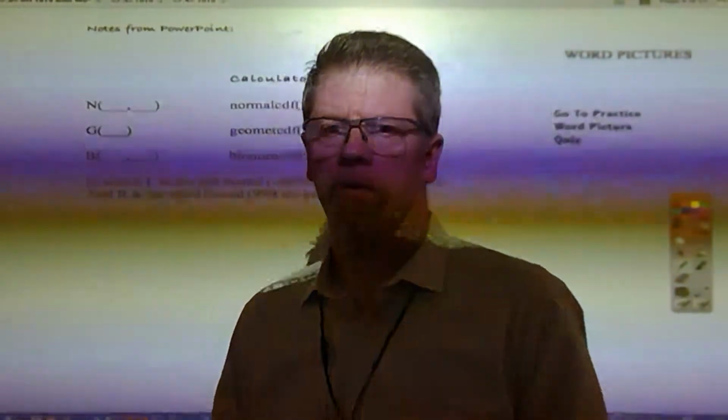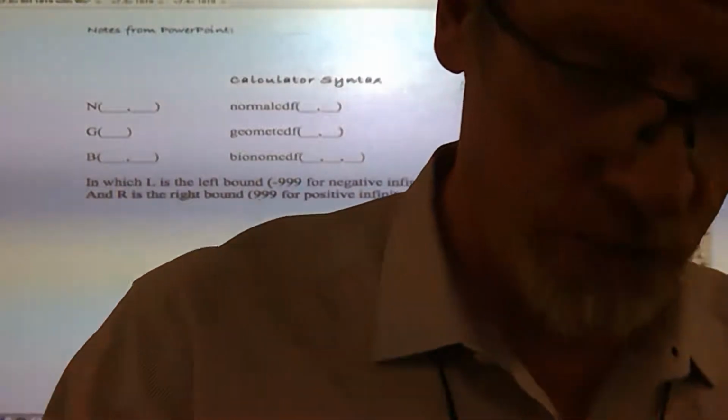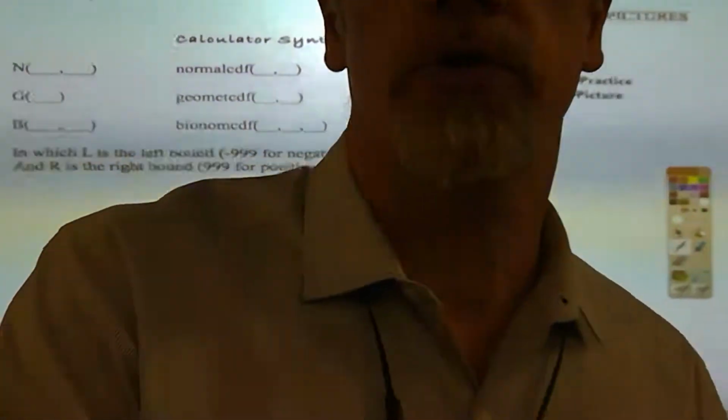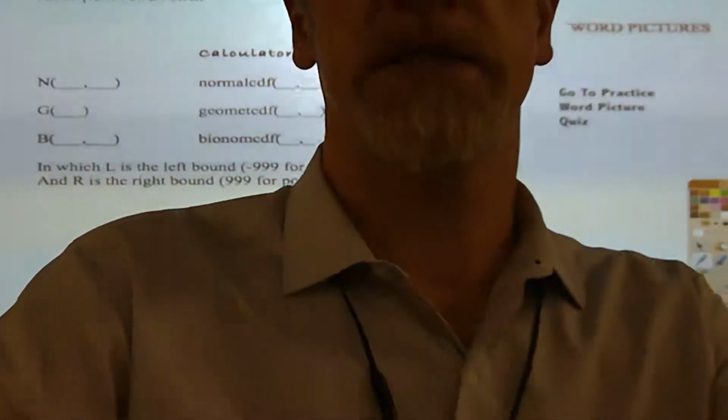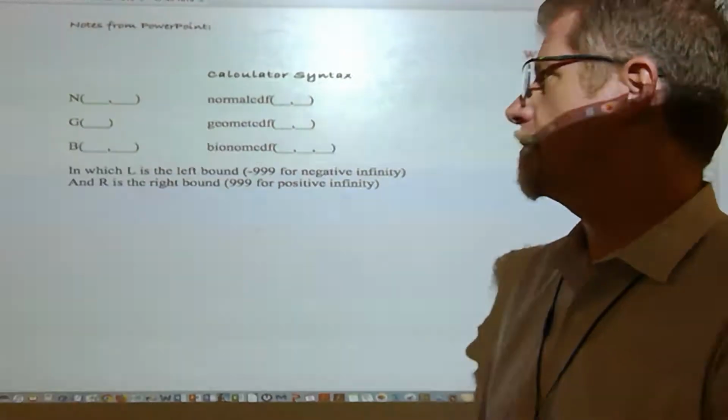Okay, we're ready to roll. We're on the handout entitled Probability Models Part 2 of 4. And would you also please take out your word picture quiz, because we're going to be filling in pieces of that as we go along. So, word picture quiz. Have that ready to go.